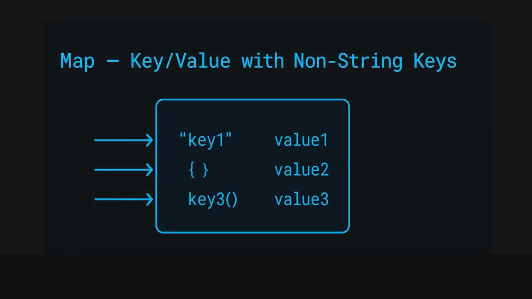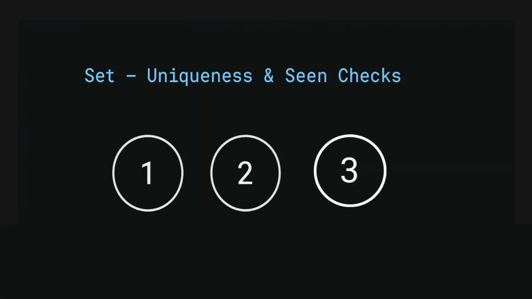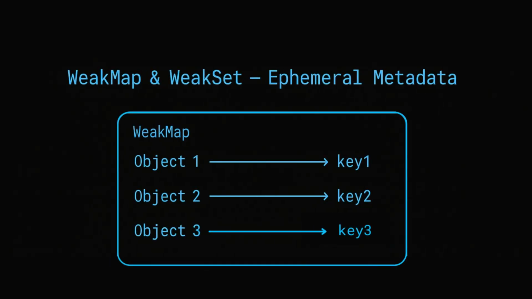Short recap and practical guidelines. Map: use for key/value with non-string keys, ordered maps, and caches. Set: use for uniqueness, scene checks, and simple dedupe. WeakMap and WeakSet: use for ephemeral metadata without preventing GC.